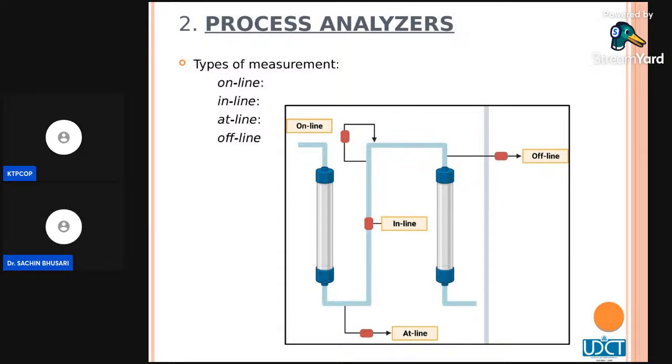And the third type which is there is called at line. So what is at line? Your product is there, product flow is there, and near to that, the testing equipment is there. So it is at line. Most of the industries right now follow at line. For academia, yes, definitely offline, but for industries, right now they are into at line, and some of the industries are now on the online platform. So now clear? The types of measurement: online, inline, at line, and offline.